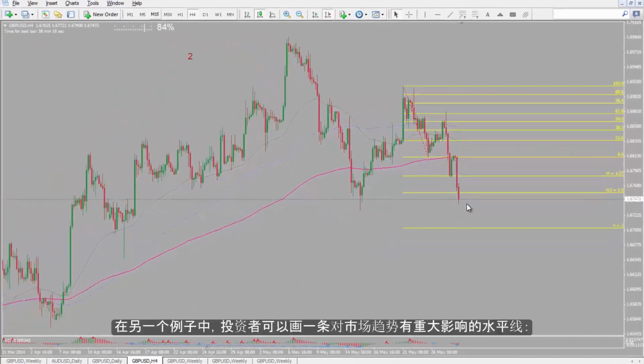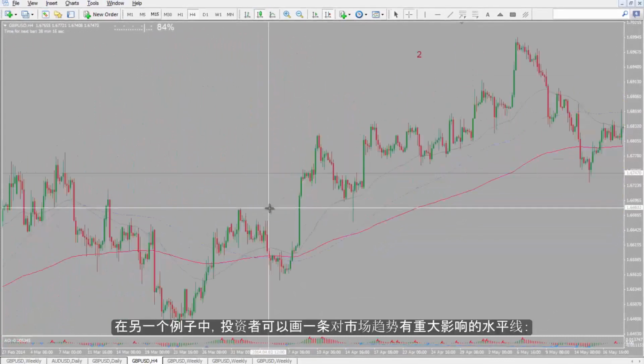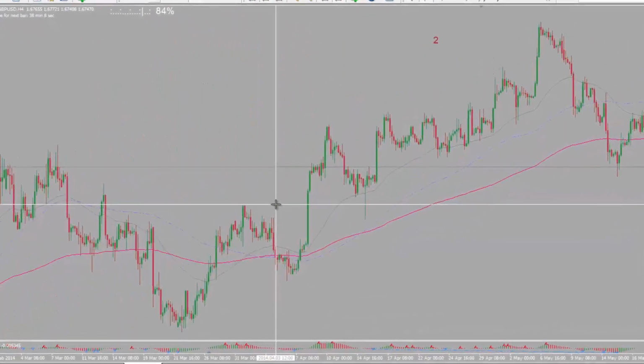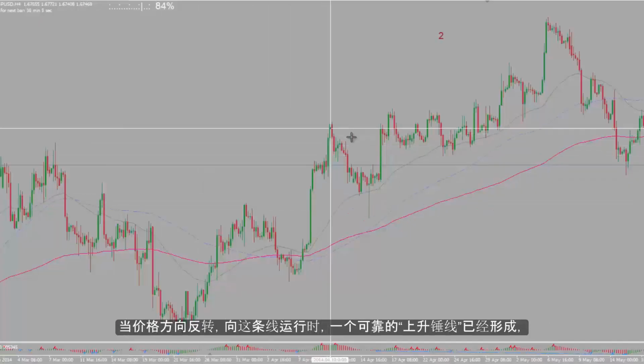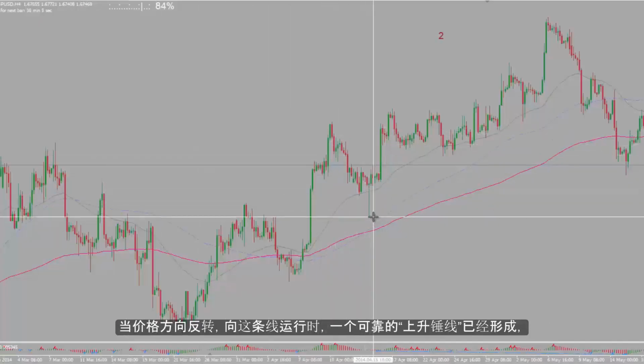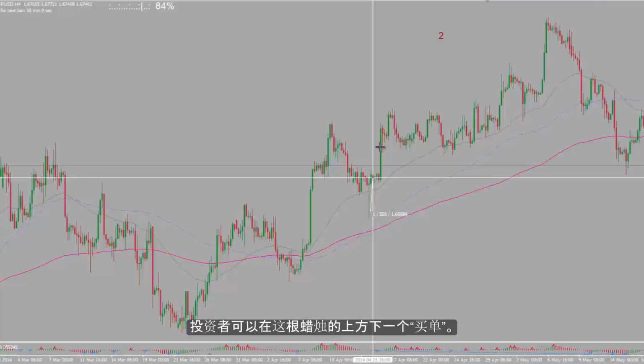In another example, a trader can draw a level which had remarkable effects on market price. After price reversed its direction towards this level, a powerful and reliable bullish hammer has formed. Thus, a trader could place a buy order with an entry price over this candle.